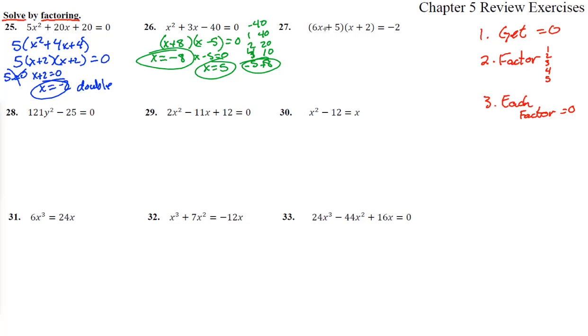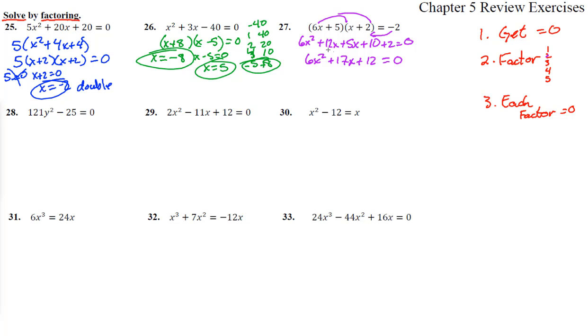Number 27. Oh, it's a pity that it's not equal to 0 right now. We could just read off the answers. But since it is not equal to 0, we need to multiply all this out. We get a 6x squared plus 12x minus 5x plus 5x plus 10. And then we're going to add this 2 over here. That gives it equal to 0. So we have 6x squared plus 17x plus 12 equals 0. So far, so good. Now, factor it. So can we pull out a greatest common factor? No, we can't.